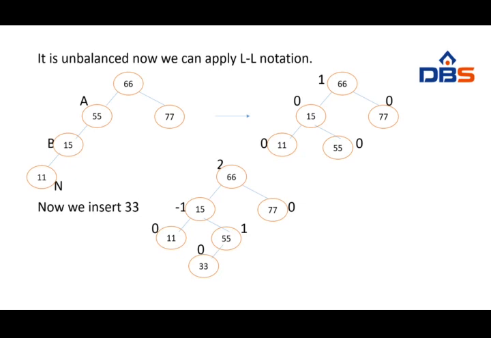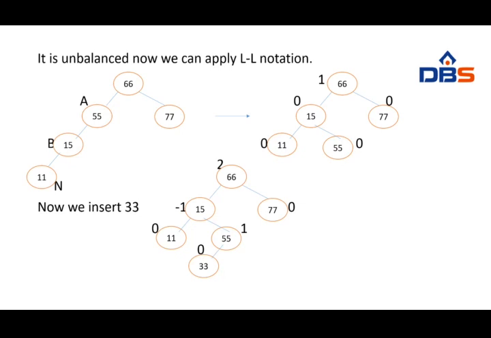Now we insert 33. 33 is less than 66, so we go left. Then the next node is 15. 33 is greater than 15, so next we go right. Right is 55. 33 is less than 55, so we go left. Now we check balance factors. 33, 11 and 77 are leaf nodes, so there is no child, so 0. Then for 55, left is 1 and right has no child, so that equals 1. Then 15: left 1, right 2, so 1 minus 2 equals minus 1.